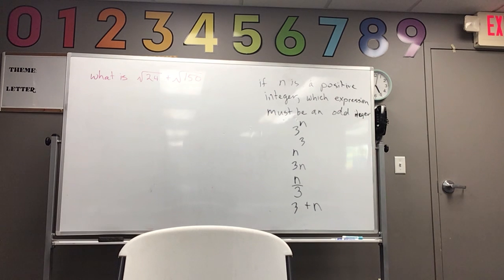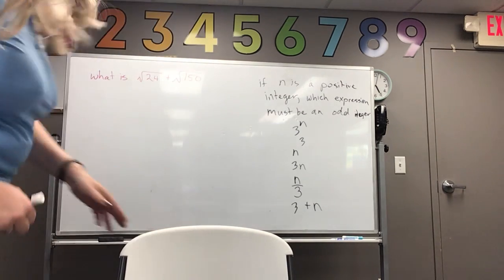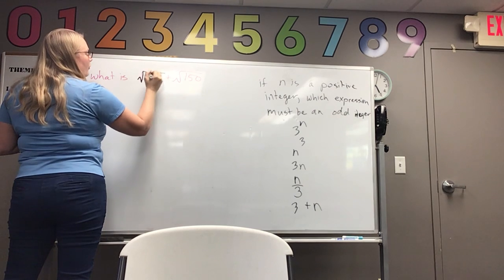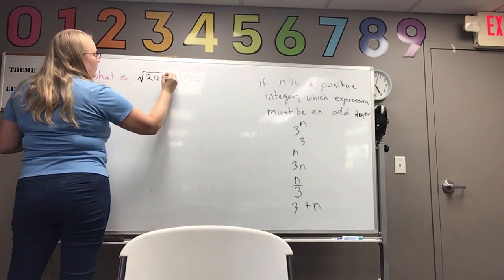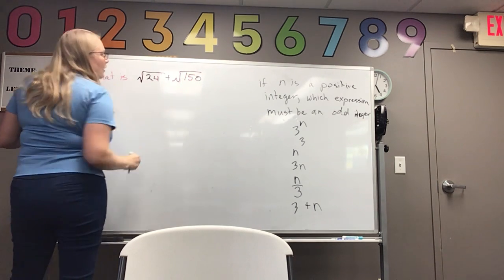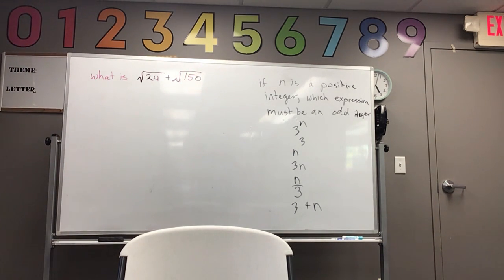So, first one, I'm not sure how well that is going. I'm fighting the glare a little bit. It says, what is the square root of 24 plus the square root of 150? And the second says, if n is a positive integer, which expression must be an odd integer? 3 to the n power, n to the third power, 3 times n divided by 3, or 3 plus n.